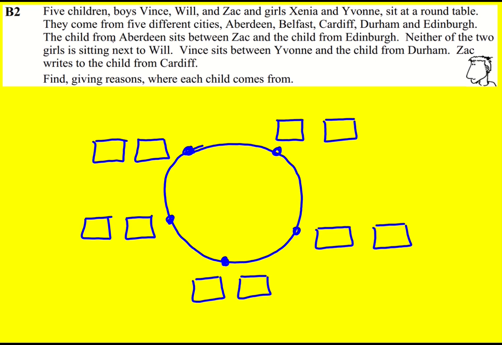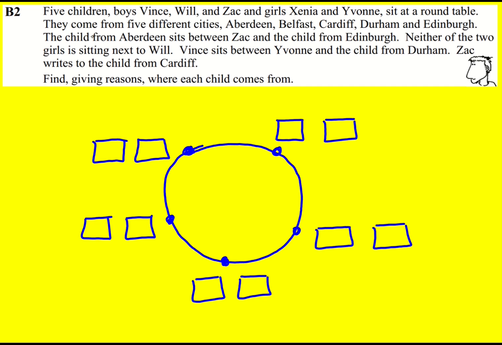The first piece of information says the child from Aberdeen sits between Zach and the child from Edinburgh. So I'm just going to put Zach in at the bottom. And then I know that either side, and it doesn't really matter which way around it is. I'm sure we could reflect it at the end and the properties would still hold. So I'm going to say the person from Aberdeen is to their left and the person from Edinburgh is to their right. And I've managed to deal with this piece of information here.